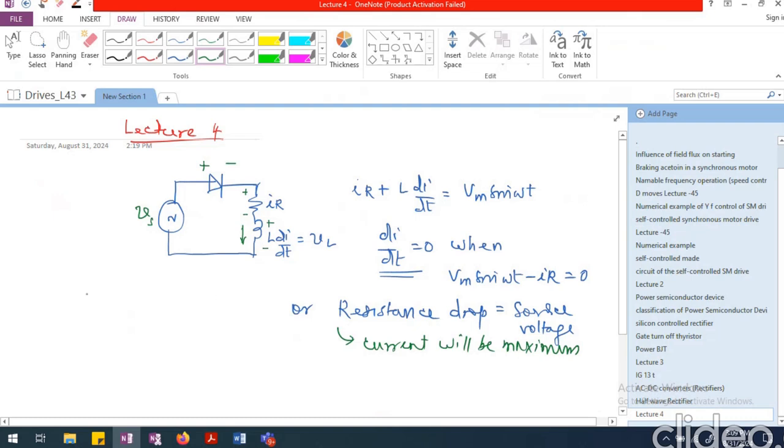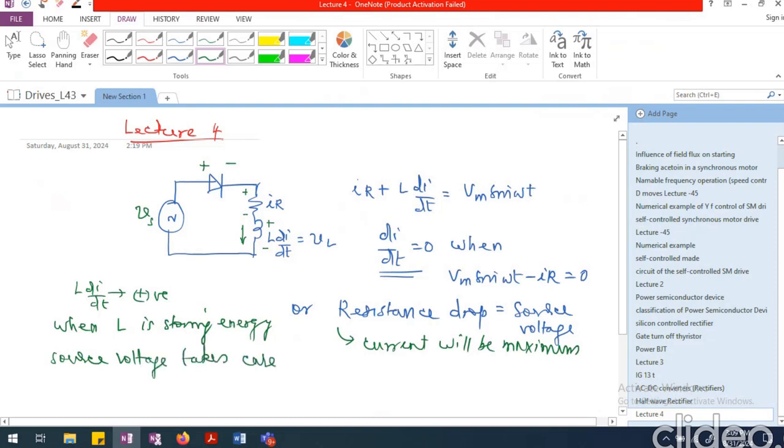This is essentially when L di by dt is still positive. That is when inductance is storing energy. When inductance is storing energy and resistance drop is in this direction, the source voltage is taking care of the inductance drop as well as resistance drop. Both are taken care of with the help of the source voltage.